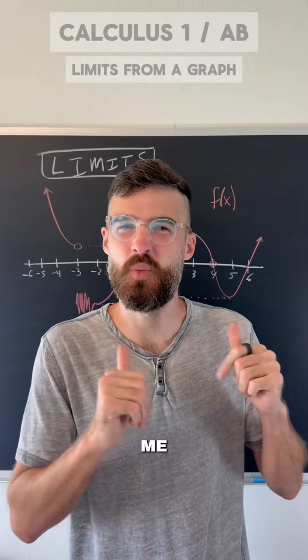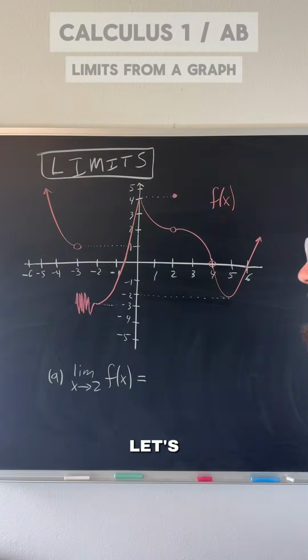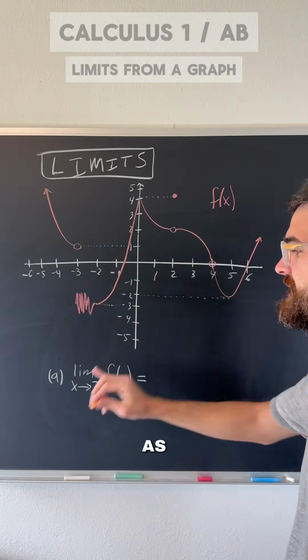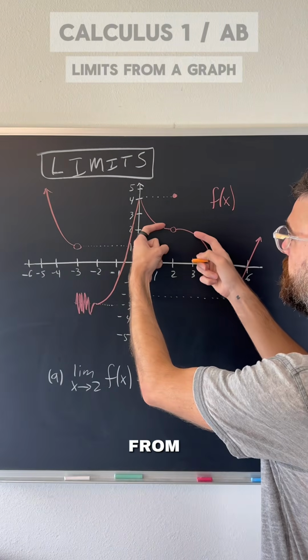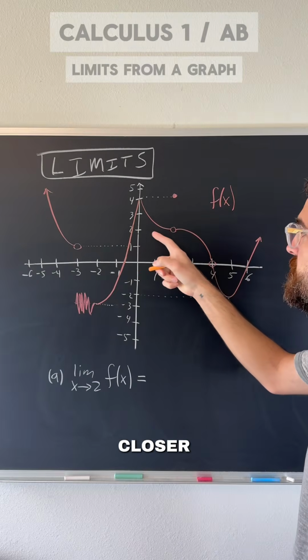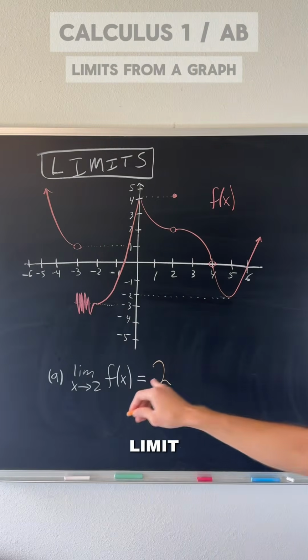Given this graph behind me, would you be able to find the limit? Let's start by finding the limit of our function f of x as x approaches 2. What we notice is that as the function gets closer to 2 from both sides, the height gets closer and closer to 2. Therefore, our limit would equal 2.